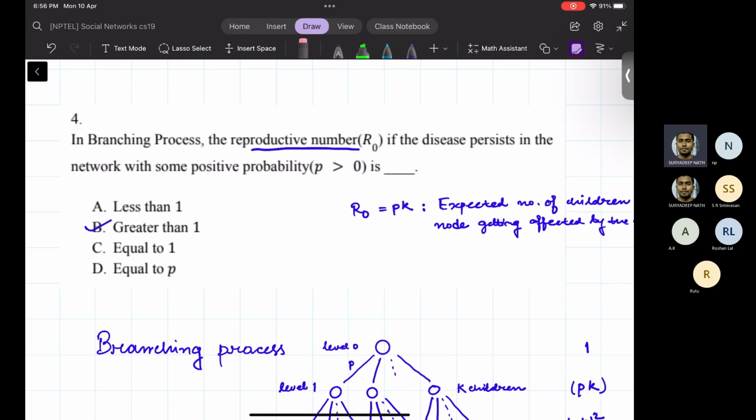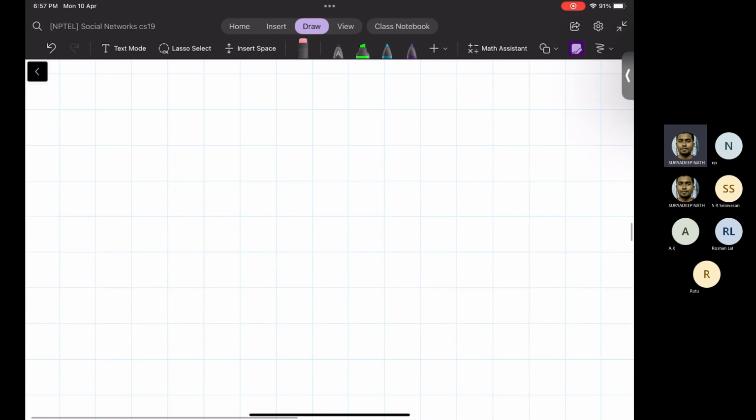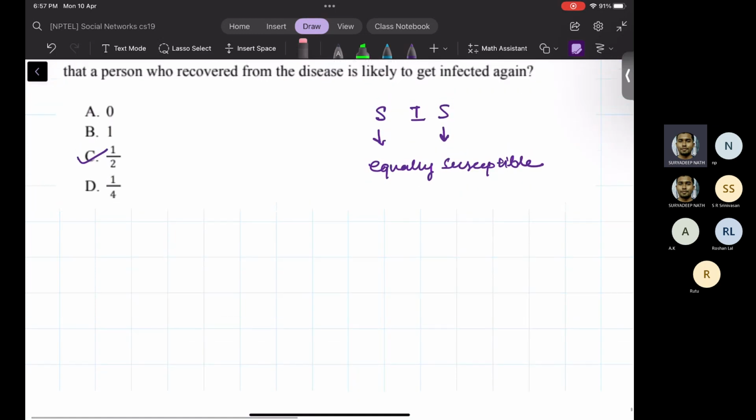Option one: if there exists at least one path with all open edges from the infected node to the node A. Option two: if there exists at least one path with one open edge from the infected node to node A. Option three: if there exists more than one path with one open edge from the infected node to node A. And option four: if there exists at least one path with all closed edges from the infected node to node A. So let me first draw the diagram, then I'll be better able to explain it.